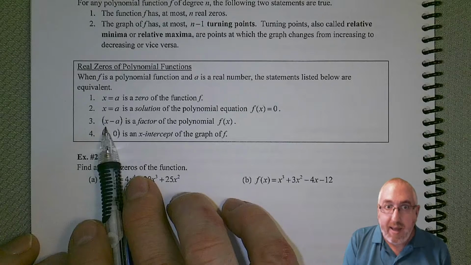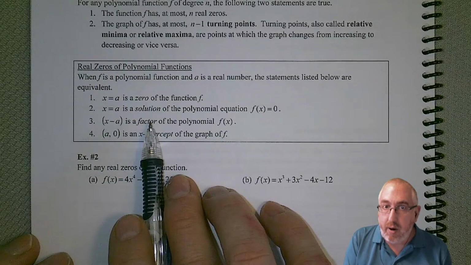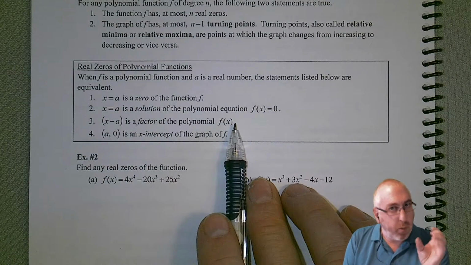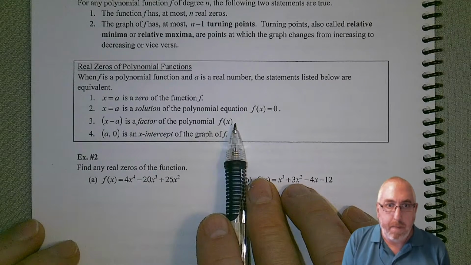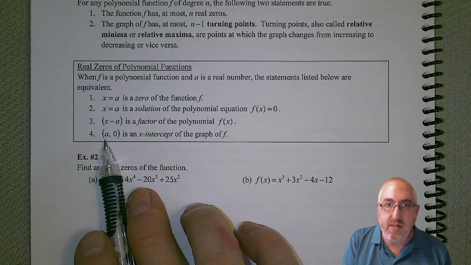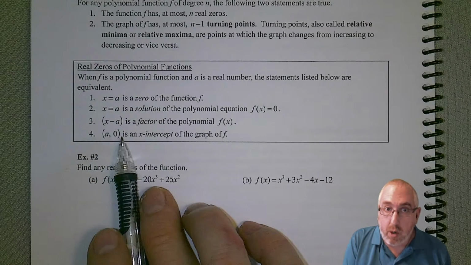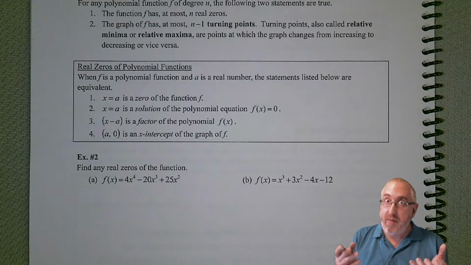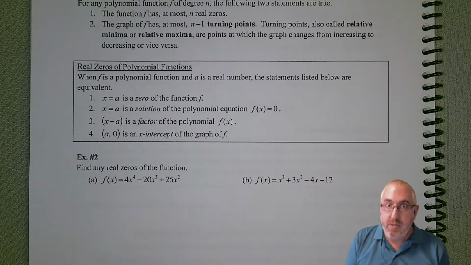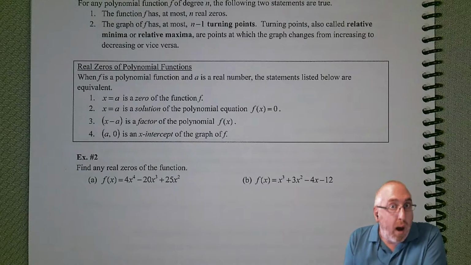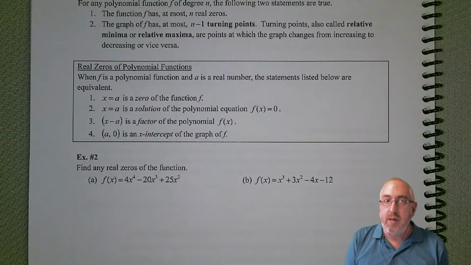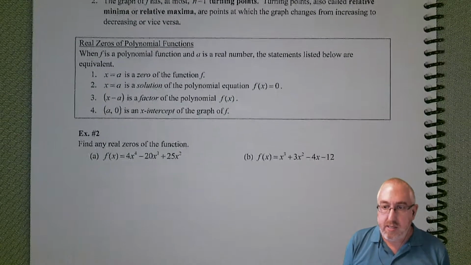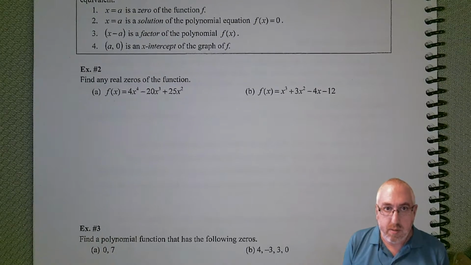The third one, x minus a is a factor of the polynomial function f of x. So that one might be a little bit funky, but we're going to explore that one later on. And then the fourth possibility would be to say that the coordinates a comma 0 is an x-intercept of the graph of f. And we've talked about that before. How do we find those x-intercepts? We got to know where the function, or where y, is equal to 0. So they all are equivalent. They all mean the same thing. So let's try a couple examples.